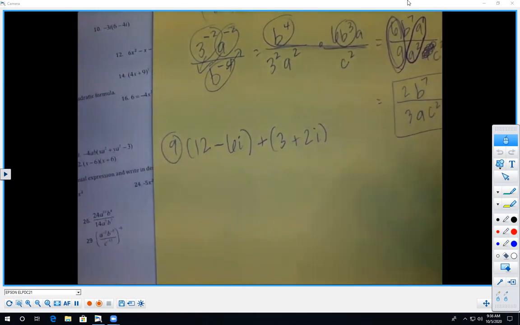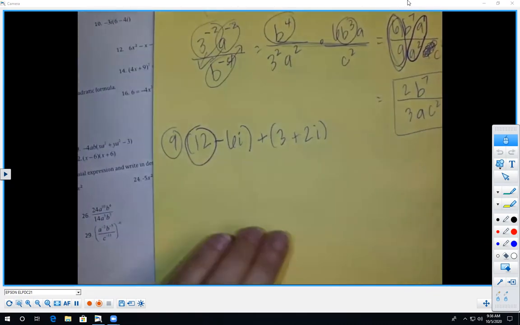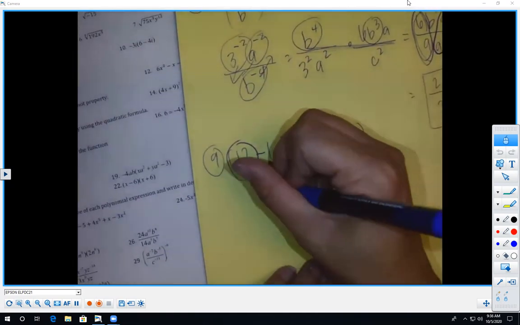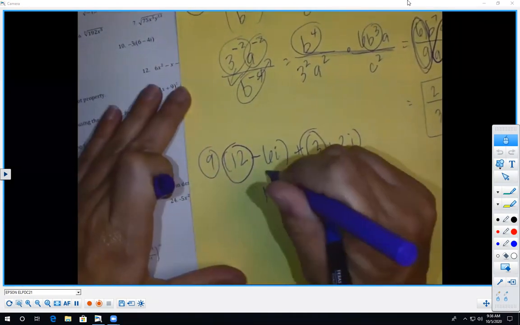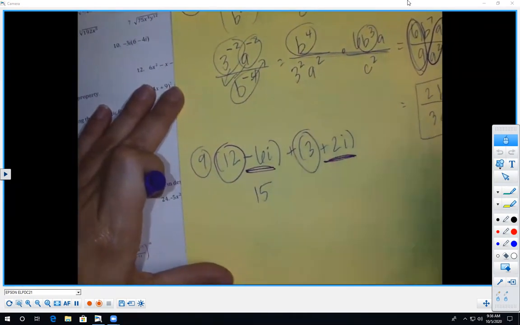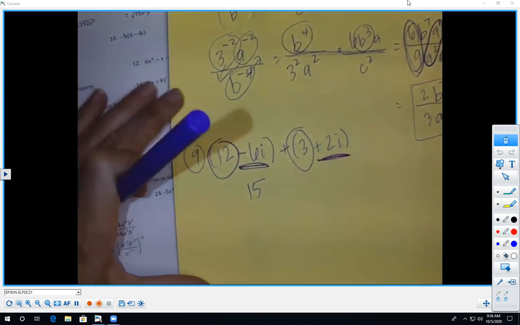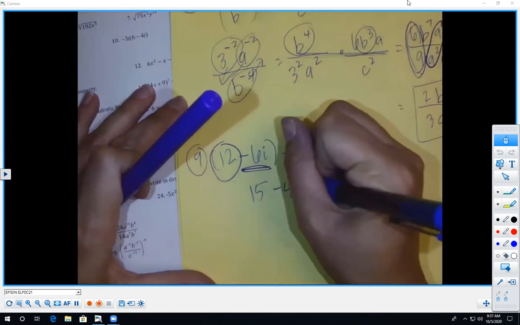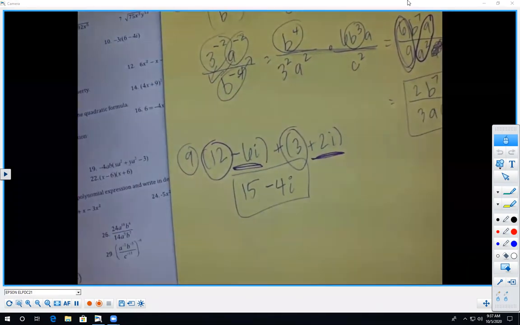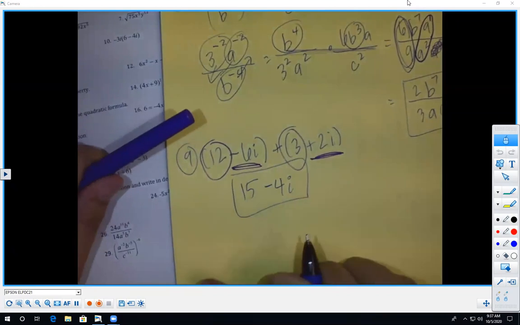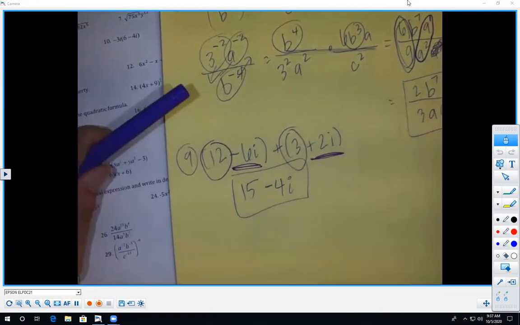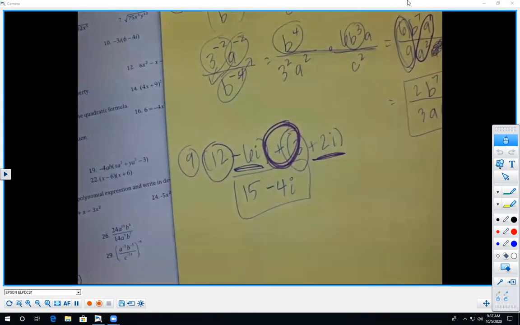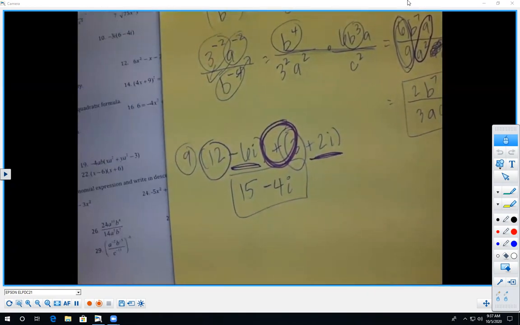Look at the 12 in the first parentheses. What can I combine 12 with? 3. What is 12 plus 3? 15. The negative 6i and positive 2i. What's negative 6i plus 2i? Negative 4i. And that's it. That's your answer. People try to distribute this, 12 times 3, 12 times 2, and multiply it. But remember, it tells you you're adding, not multiplying. So you're just literally combining like terms there.